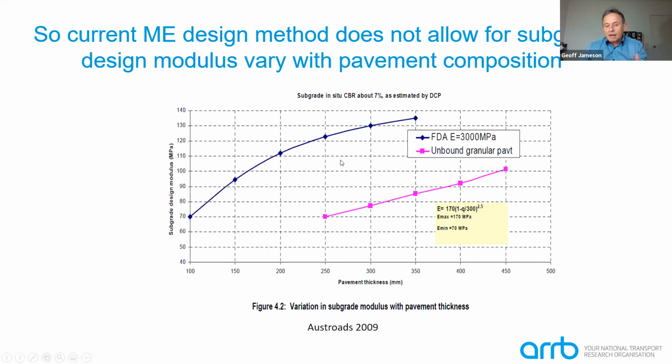And that just shows you some of the limitations of the current process of using one value of 10 times CBR for all pavement configurations. And you can see that maybe it should be varying with pavement configuration because that alters the stress levels.